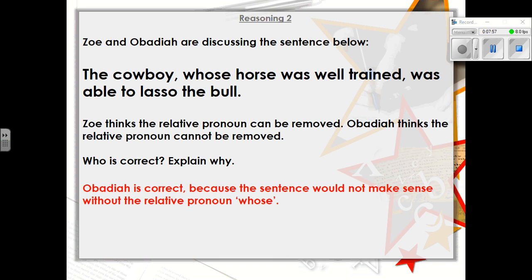Okay? So, of course, Mark is correct because the sentence would not make sense without the relative pronoun whose. Okay, so if we read it again, the cowboy, horse was well trained, was able to lasso the bull. Of course, that would not make sense.